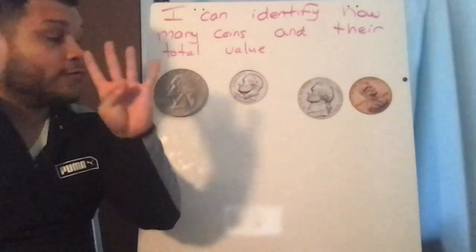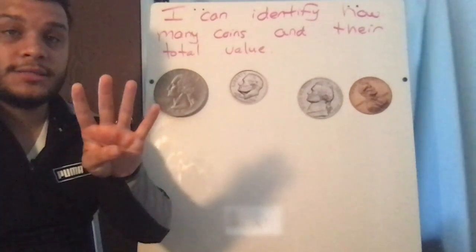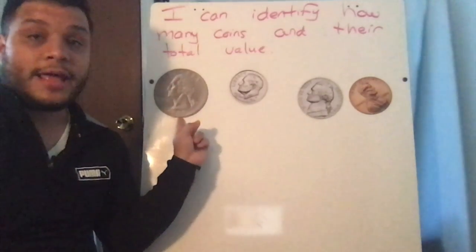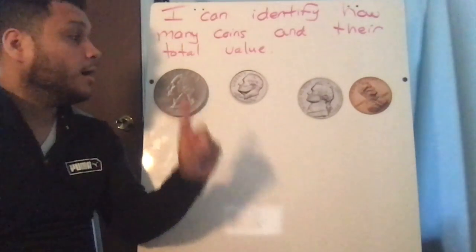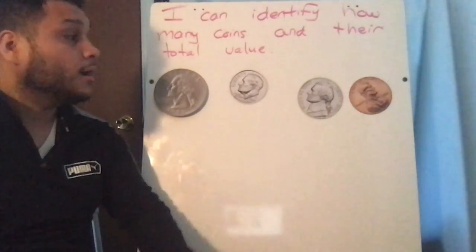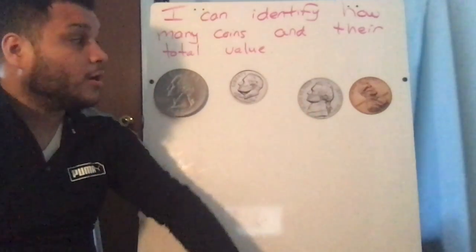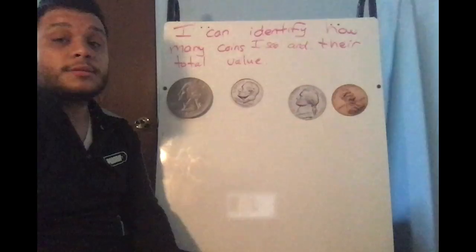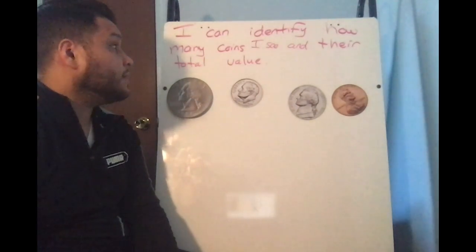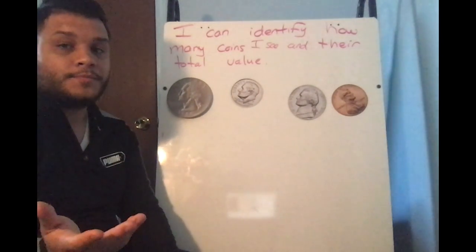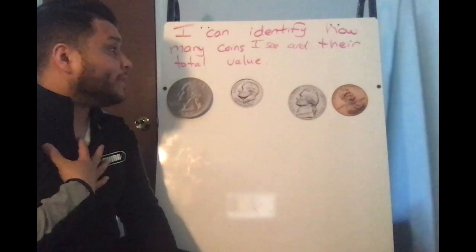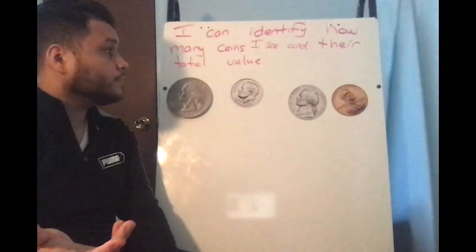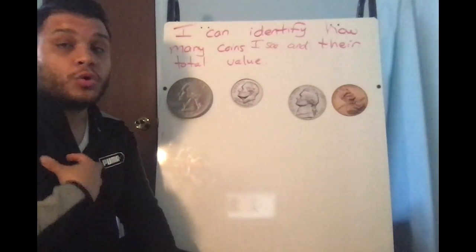We have learned about four different coins. Say the name. Awesome job. So today our I can statement is: I can identify how many coins I see and their total value.